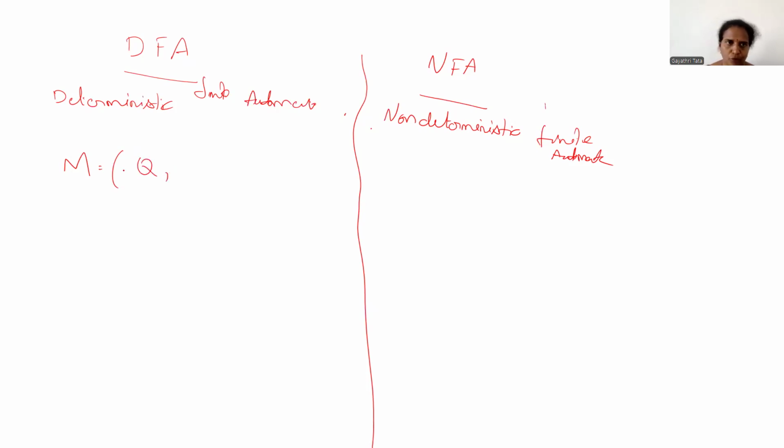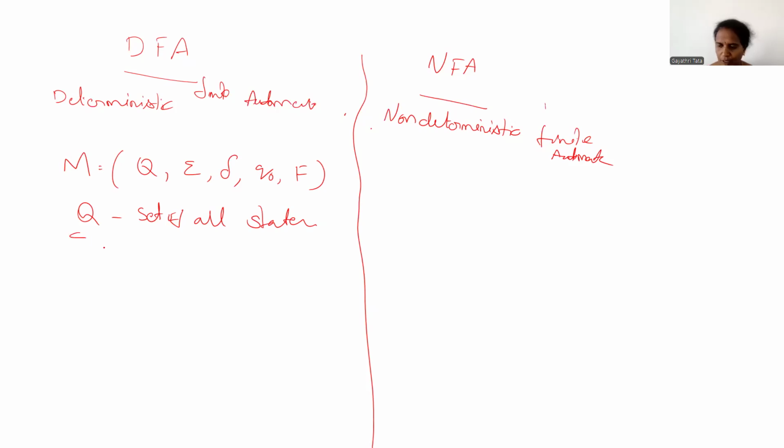Q. So what is the meaning of Q? Set of all states. And the next one is the input alphabet. The third one is the transition function. The fourth one is Q naught, that is the initial state. And the next one is the final state. Okay, so Q means set of all states. I will explain with an example later.